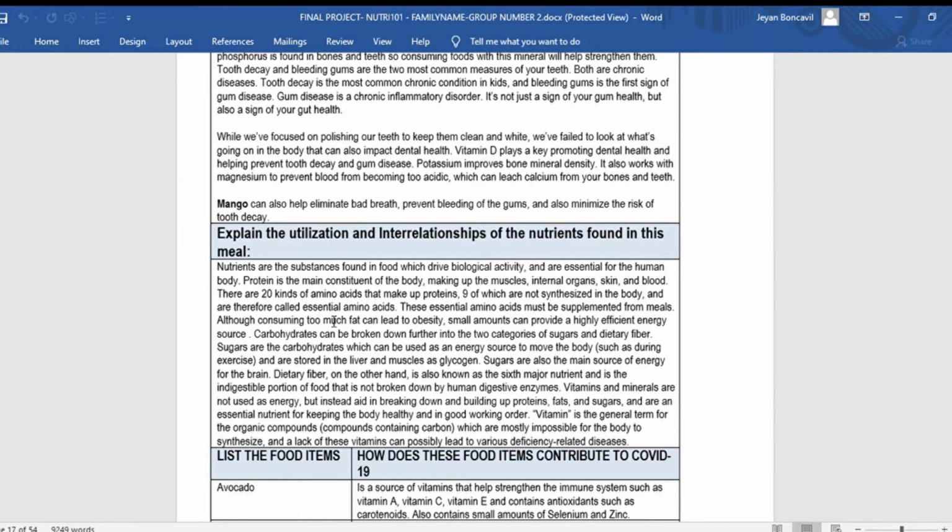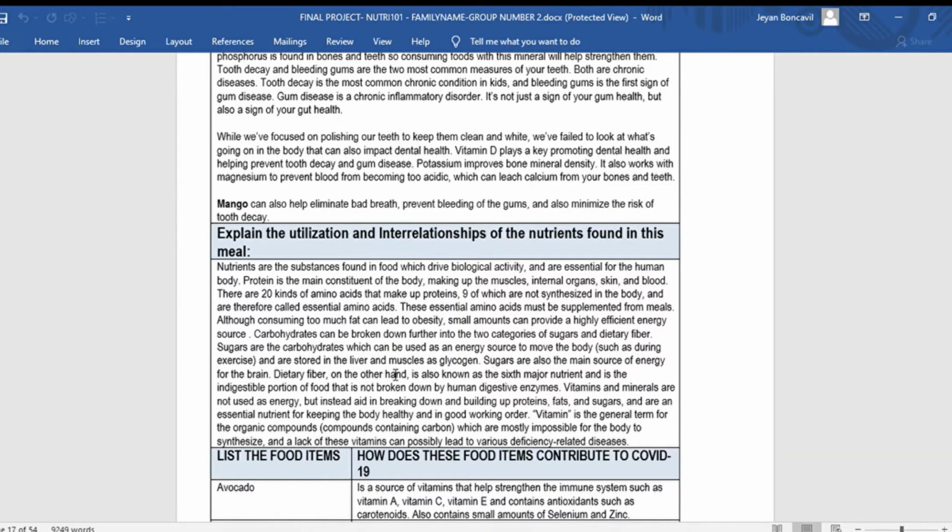Although consuming too much fat leads to obesity, small amounts can provide a highly efficient energy source. Carbohydrates can be broken down further into the two categories of sugars and dietary fiber. Sugars are the carbohydrates which can be used as an energy source to move the body, such as during exercise, and are stored in the liver and muscles as glycogen. Sugars are also the main source of energy for the brain.